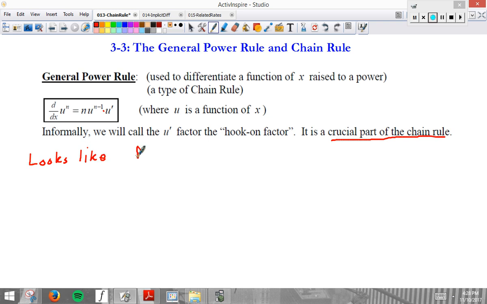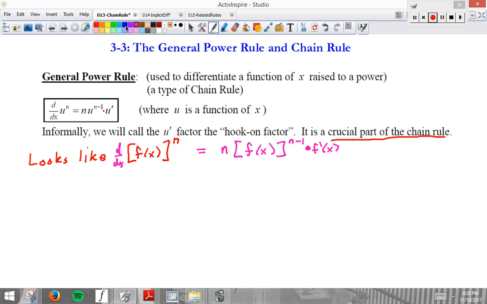another way to notate this would be f of x all to a power of n. And the derivative of that would be, we take n down, we have the original function untouched inside, n minus 1 as the exponent. And now we're going to multiply by the derivative of the inside function. It's times, okay? Not plus, not minus, times.